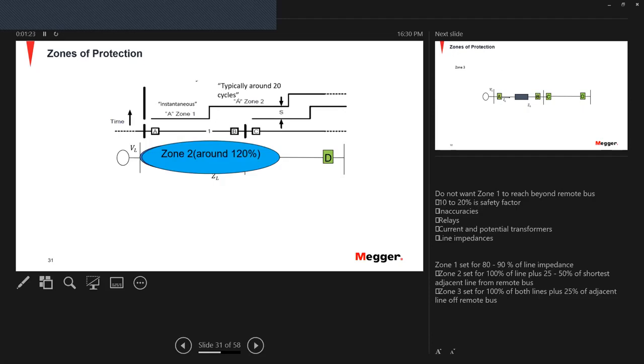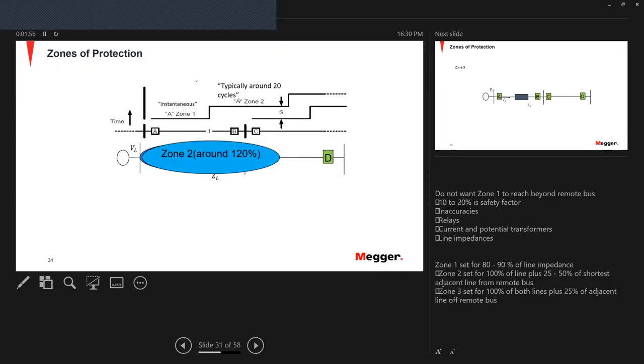So the coordination happens let's say in 2 ways. 1, by the amount of impedance that I'm allowing for each of the zones. 2, by the amount of time that I'm allowing for each of the zones to trip. 1 is instantaneous. The second one takes around 20 cycles, which gives zone 1 time enough to trip, and zone 2 then will operate if zone 1 didn't operate, or if the fault wasn't seen by zone 1. I hope that explains that.